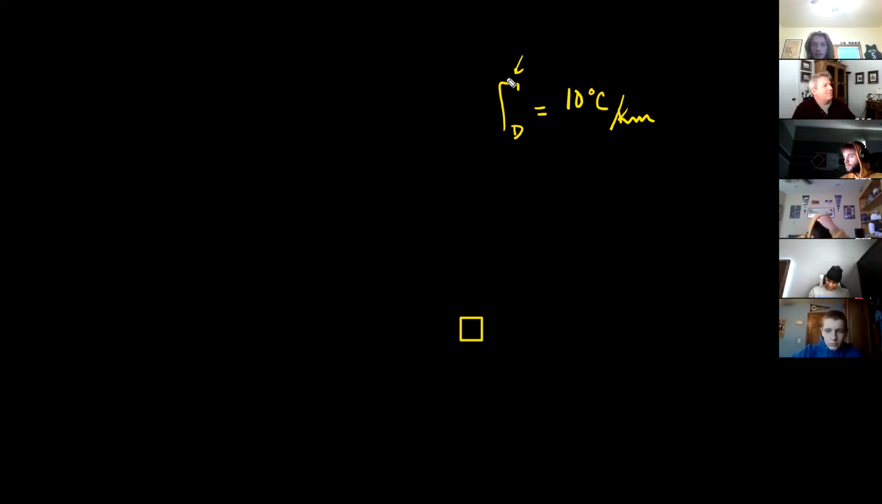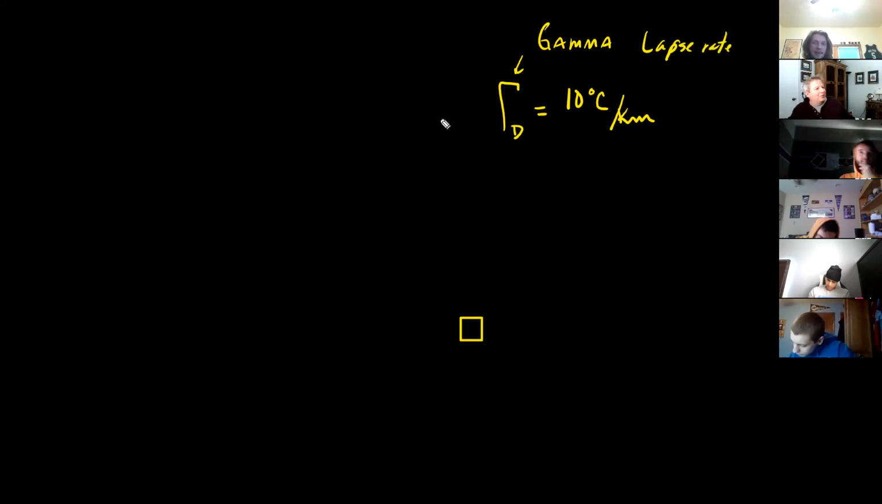What Greek letter is this? On the count of three, everybody. 1, 2, 3. Gamma. What does it stand for? On the count of 3. 1, 2, 3. Lapse rate. What's the lapse rate? On the count of 3. 1, 2, 3. Rate of cooling. Rate of cooling.